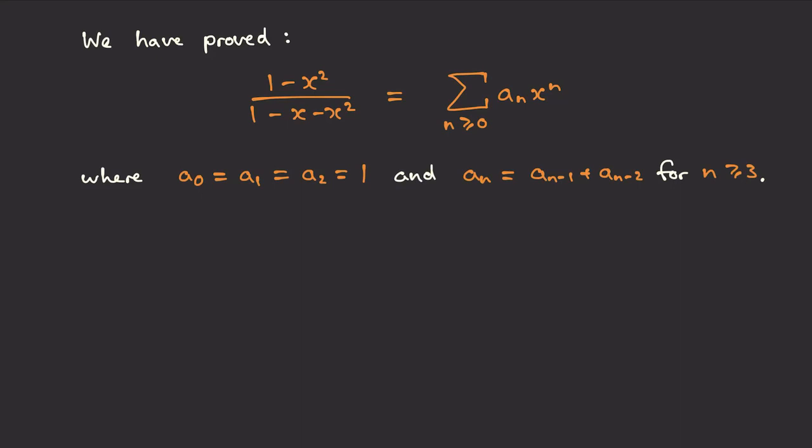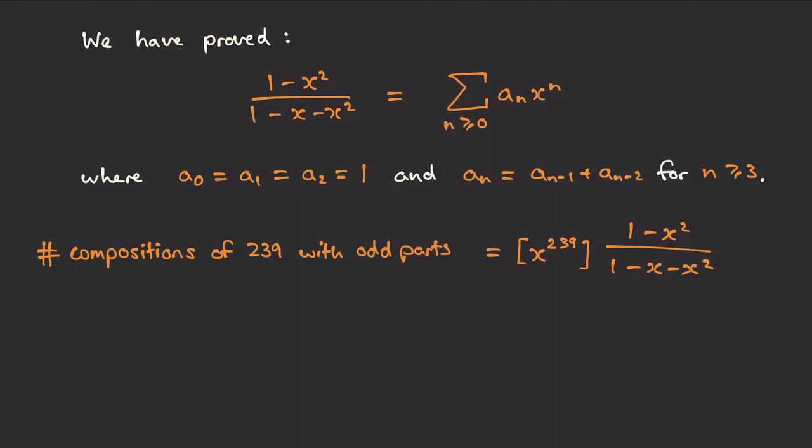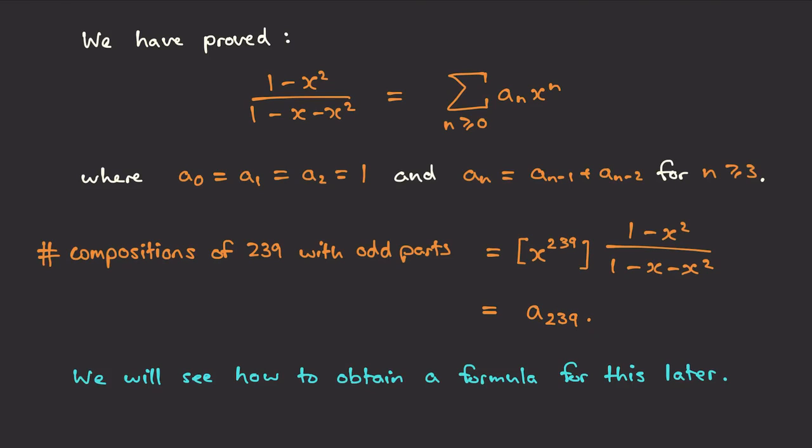If we remember the problem we were actually trying to solve, what we wanted is the number of compositions of 239 where all the parts are odd. We saw that this is the coefficient of x to the 239 in this rational expression, and that's equal to A239, which is something like the 239th Fibonacci number, depending on where you think the Fibonacci sequence starts. Personally, I would call this a solution to this problem, but you might disagree with me. Thankfully, later in the course, we'll see a way that you can actually write down a formula in the more traditional sense for this number.